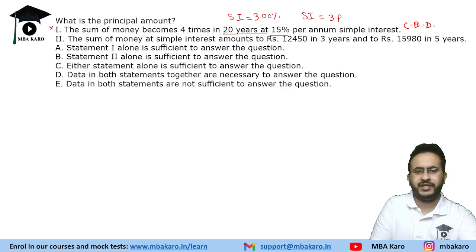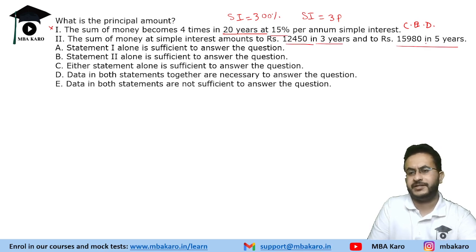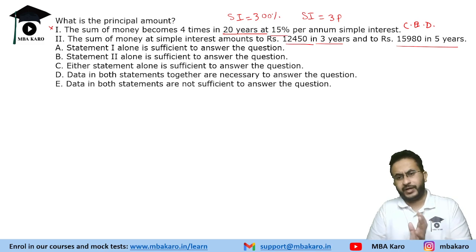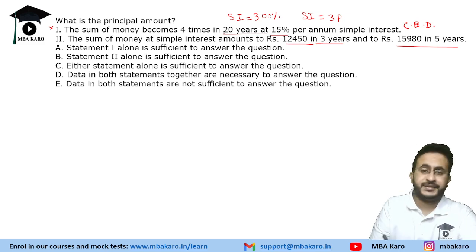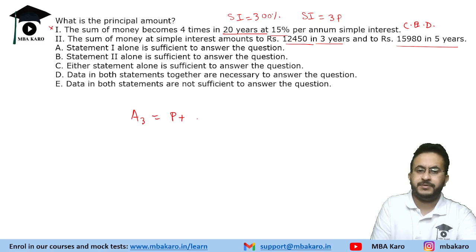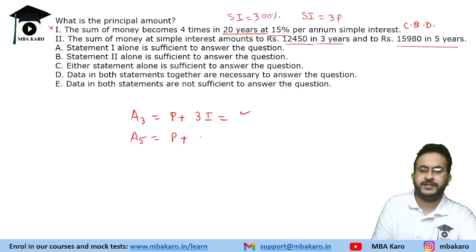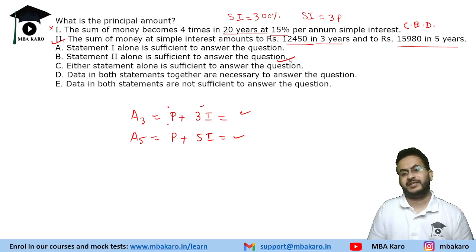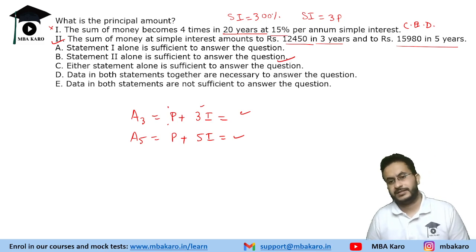The second says the sum of money at simple interest amounts to 12450 in 3 years and 15980 in 5 years. Now before you calculate the sum, understand this. The amount after 3 years is principal plus 3 years of interest, which is given to us. The amount after 5 years is given as principal plus 5 years of interest. So we can find the values of I and P. So the second statement alone is sufficient to answer this question.